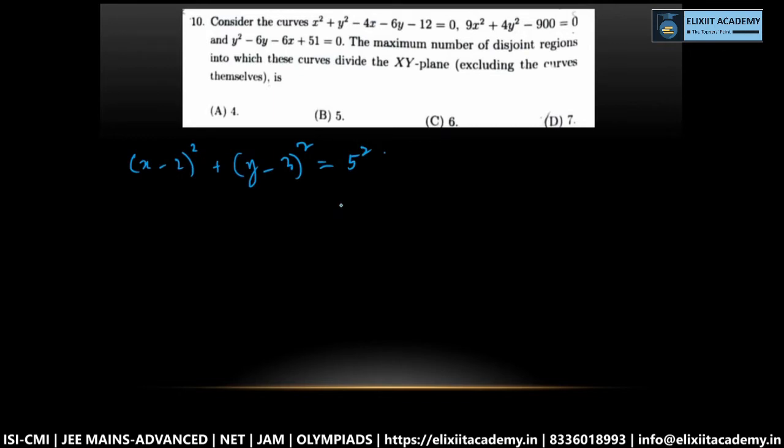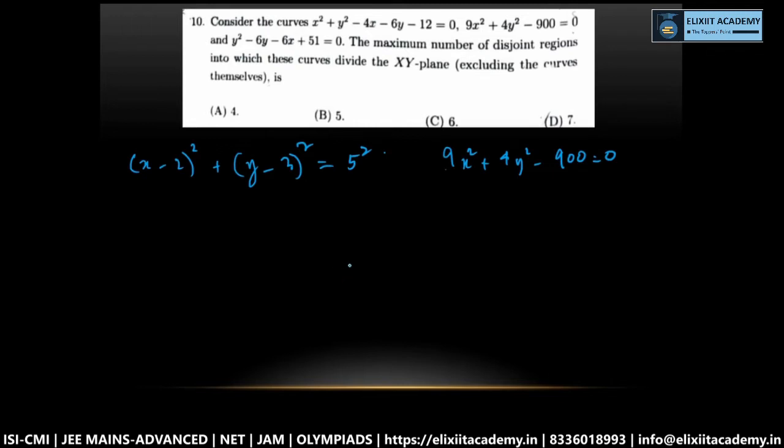What else do you have? You have 9x square plus 4y square minus 900 equal to 0. So this is basically an ellipse. And what else? You have one more curve: y square minus 6y minus 6x plus 51 is equal to 0.